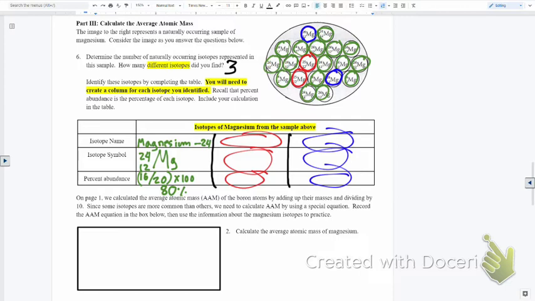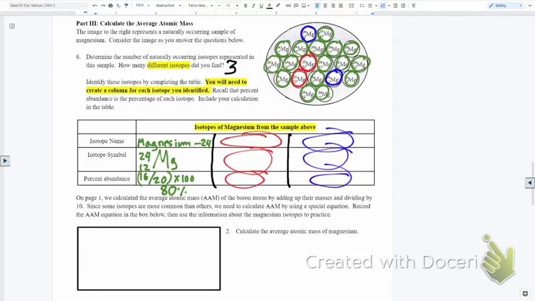All right, if we look down in this box, you're going to be using a formula that we weren't able to get to in class. It says on page 1, we calculated the average atomic mass of boron atoms by adding up their masses and dividing by 10. Since some isotopes are more common than others, we need to calculate the average atomic mass by using a special equation. Record the average atomic mass equation in the box below, then use the information about magnesium isotopes to practice.